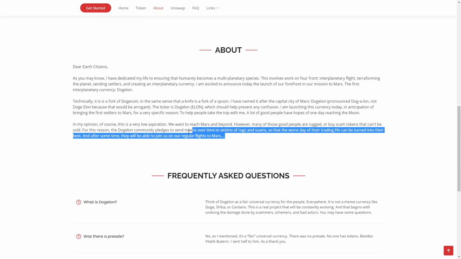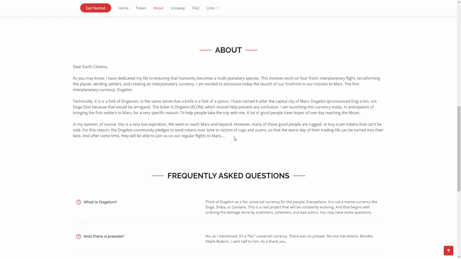So basically what they're trying to do here is that a lot of people do get scammed because of scammers, people doing rug pulls, but they want to help those people regain their finances and not leave crypto. They want people to stay in crypto, basically.